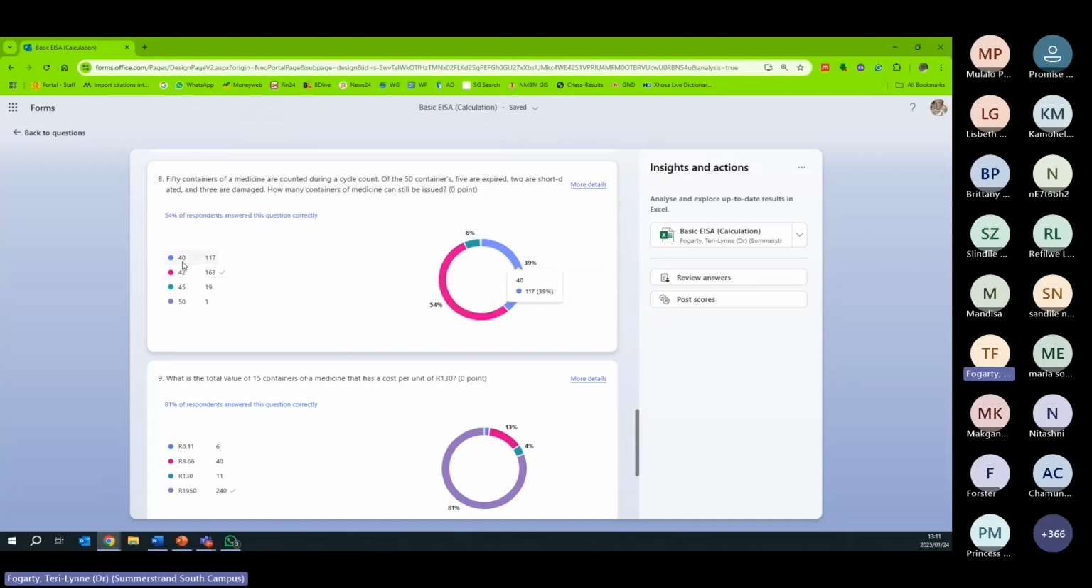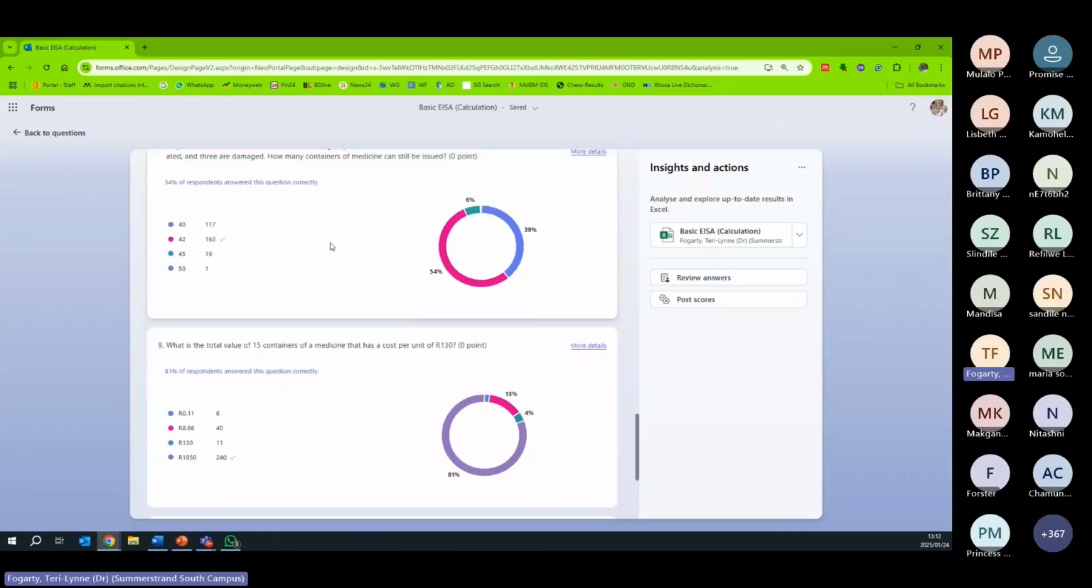For those of you that answered 40, you go back to your question. Can you use short-dated stock? Can you still issue short-dated stock? Okay, go back to your knowledge module. Check, can I still issue short-dated stock? Now we've used that in an applied manner here, where you've got to think about it.